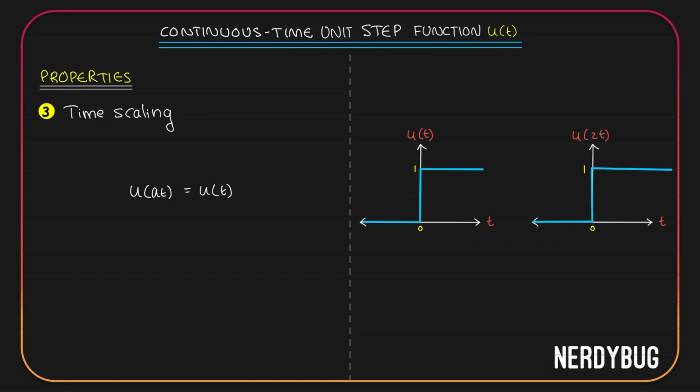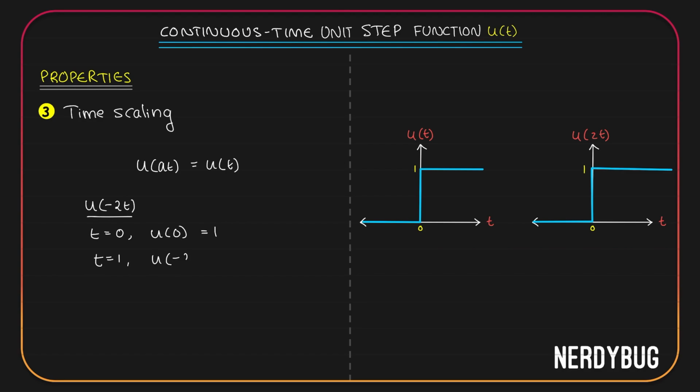But the question here is, what if a is less than 0? What if a is negative? Let's take a negative value for a now. I will take u of minus 2t. So at t equal to 0, just like before, I'll get u of minus 2 into 0, that is u of 0, which is equal to 1. For t equal to 1, I will get u of minus 2, which is 0. For t equal to 2, I'll get u of minus 4, which is 0. So just like this, for every value that is greater than 0, I'm getting 0 now.